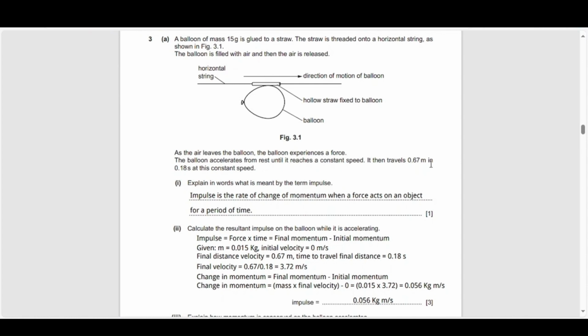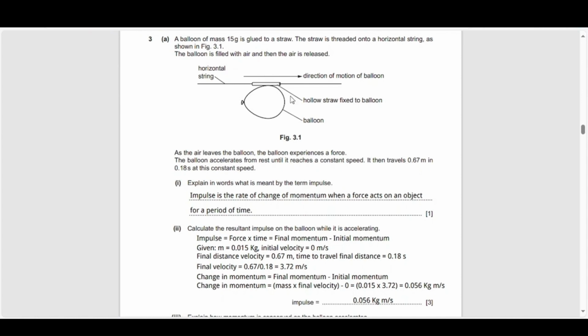Now, as I pointed out here, we can calculate the final speed that the balloon has, because we know the distance and the time that the balloon travels, so we can calculate the speed rather easily. So the final velocity or the final speed is the distance traveled divided by the time taken to travel that distance, and that gives us a speed of 3.72 meters per second.